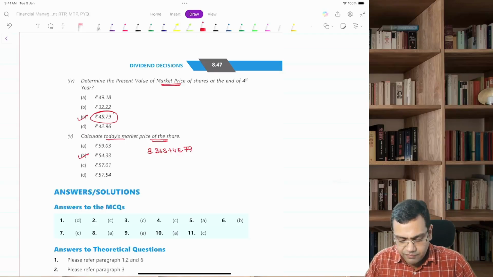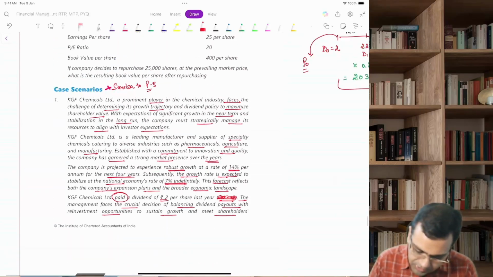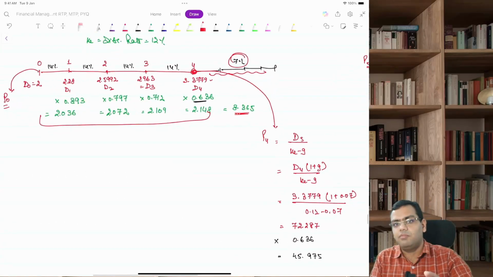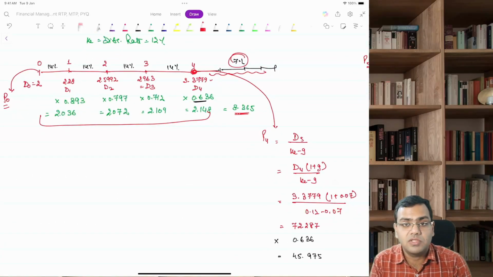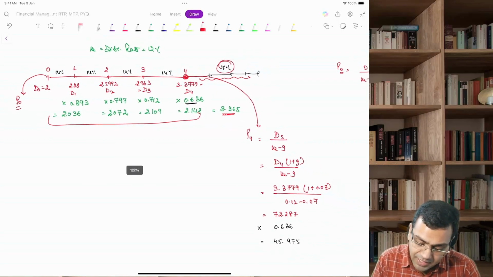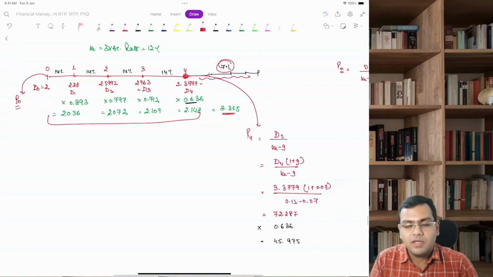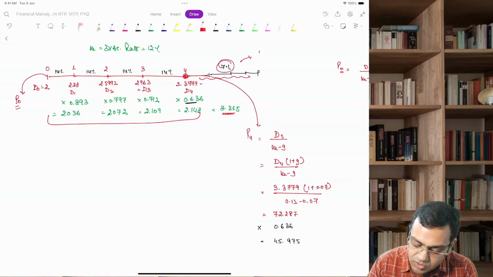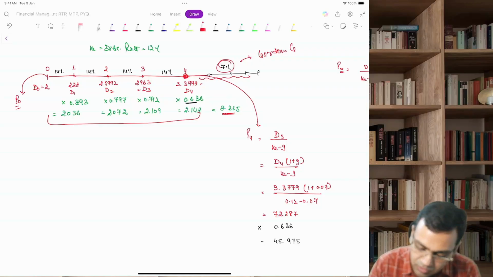So that's it for the dividend decisions case study. An easy one, but this question is very, very important. So practical problem 5 also, mark it as very, very important, right? Here I'll tell you one more logic. When the growth rate is constant, only then we can apply Gordon's growth model. If you remember, Gordon's growth model is applicable only if the growth rate is constant.